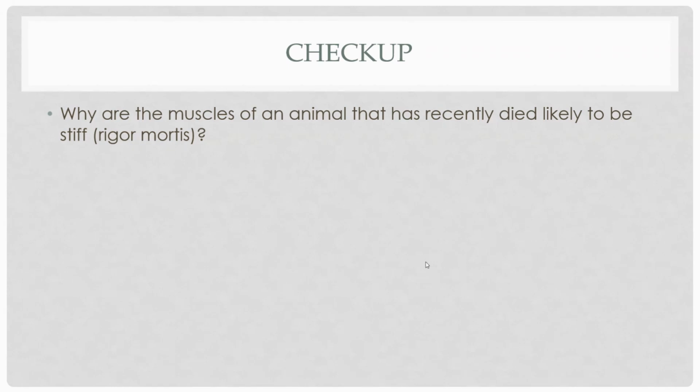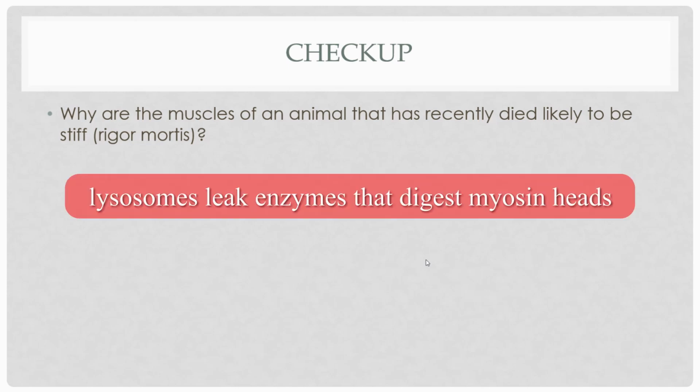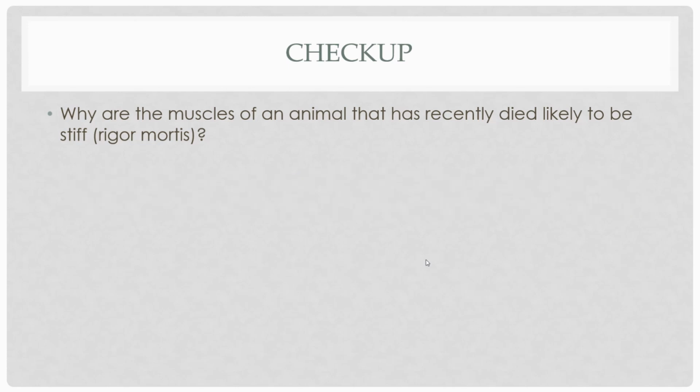So why does rigor mortis actually end? Well, after the organism dies, lysosomes actually release enzymes that digest the myosin head and cause actually the breakdown of the interaction between the myosin head and the actin.